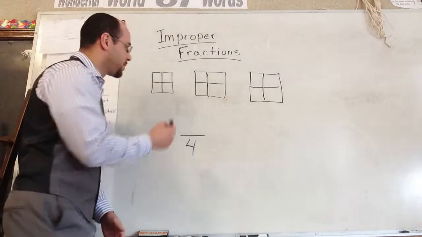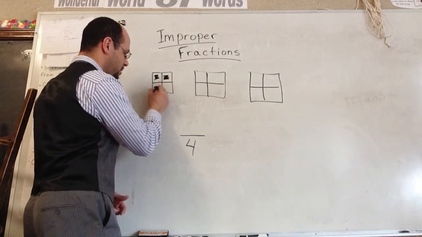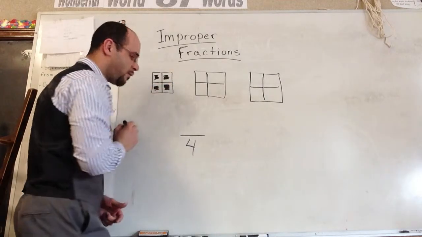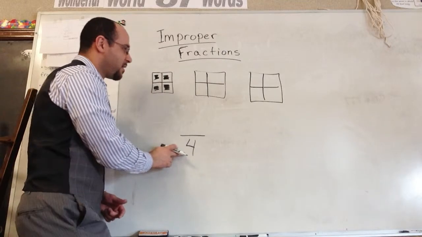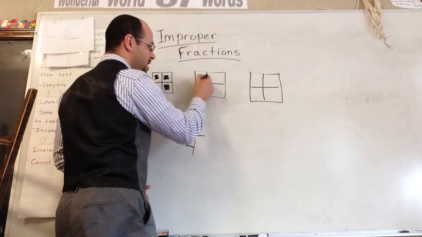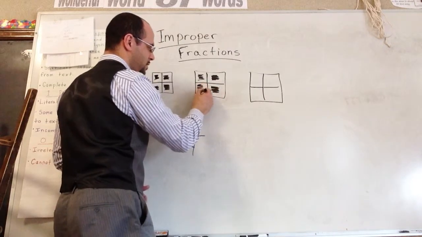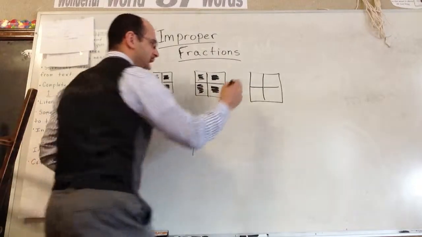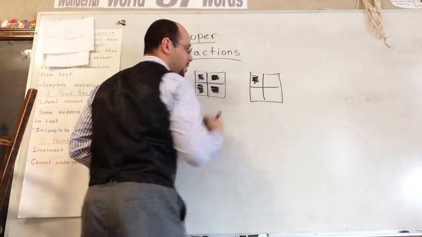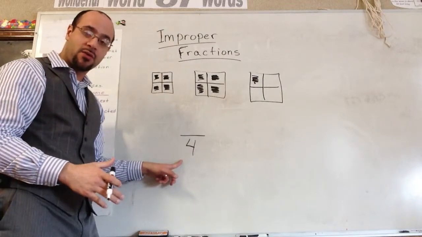Let's say, for example, I colored 4 out of the fourths here. And see if I do the same thing here. I colored, again, 4 out of the 4 pieces here. And then I colored in one of these. So I'm still dealing with fourths, so my denominator is still going to be the 4.